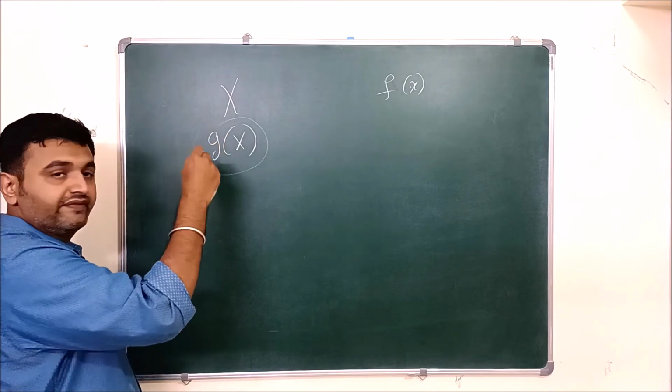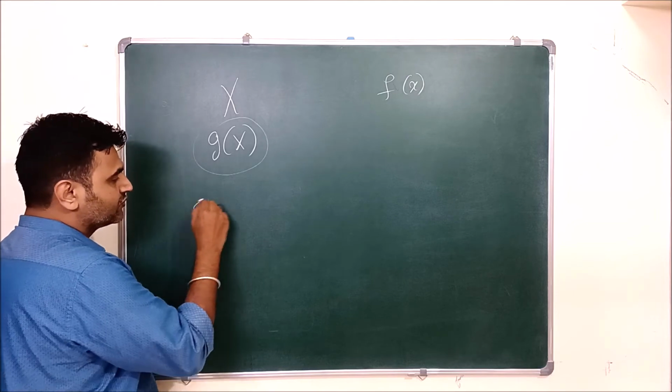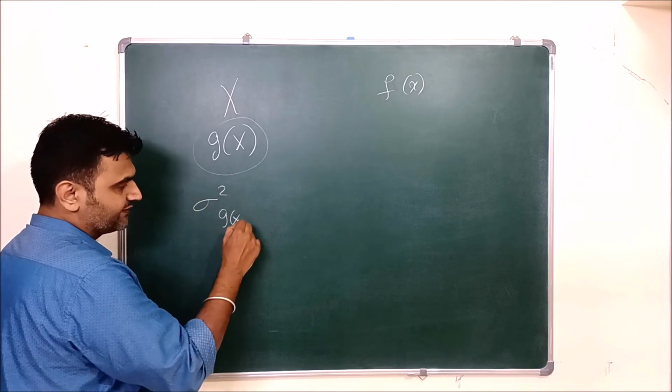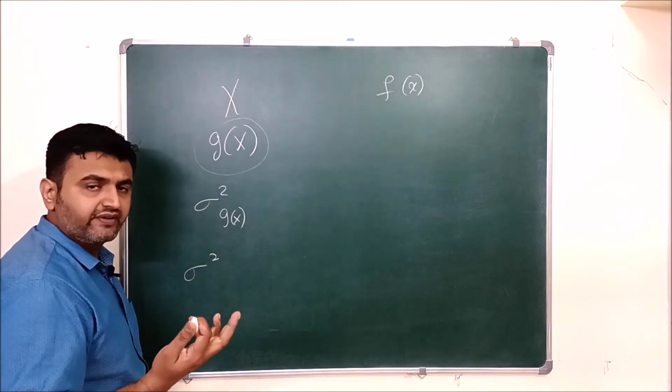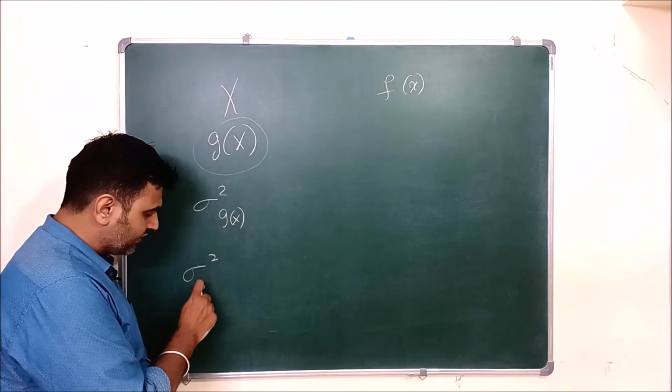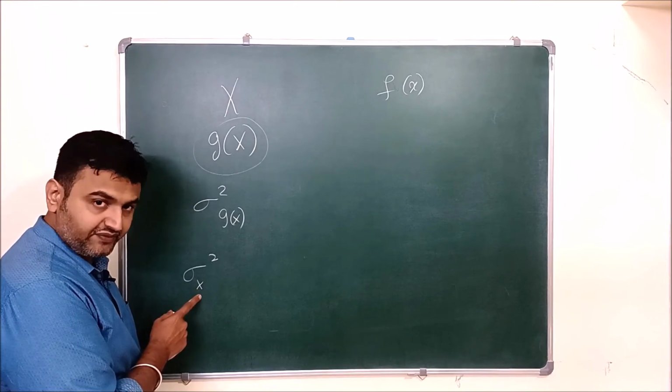So how do you find the variance of this g of x? Well, the concept is same. So variance for g of x. See, for variance the notation is sigma square, but when you have more than one random variable, it's always a good habit to write which random variable you are playing with. So always write it as the suffix.